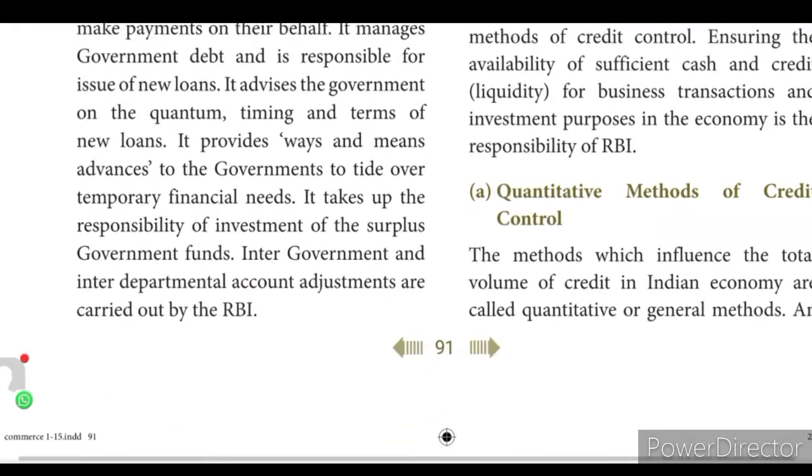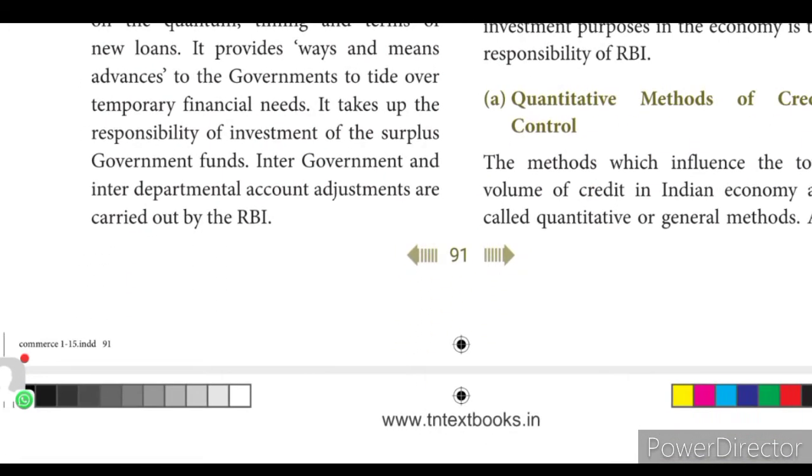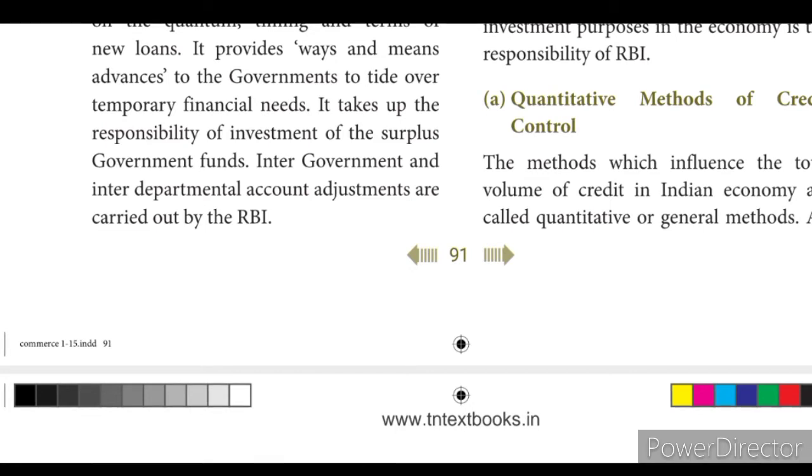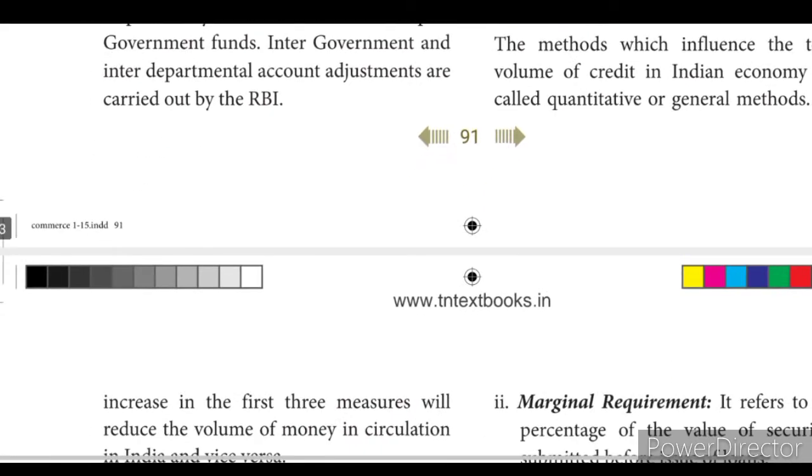What is the quantitative method of credit control? The methods which influence the total volume of credit in the Indian economy are called quantitative or general methods. So when you take the total volume of credit, the total credit value in the Indian economy, that is called a quantitative method. It means quantity. You measure in quantity. That is also called the general method.